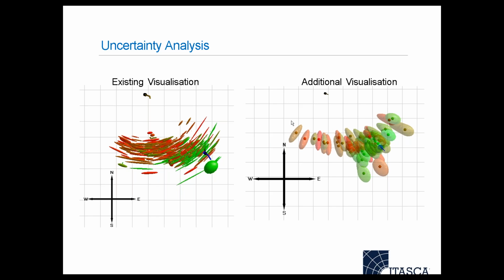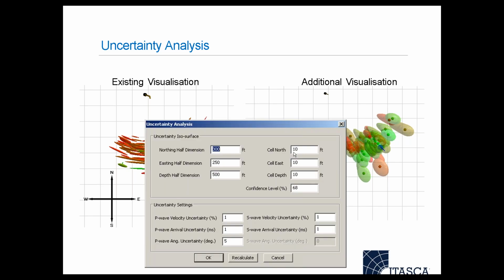All of these are isosurfaces. So it will tell you, well, within 60% confidence your location is within this range, or within 90% confidence your location is within this range, given you are confident in your data. So here is the interface that we have. The bottom part is to specify the uncertainty parameters. So I have 1% uncertainty in my velocity for both P and shear wave.